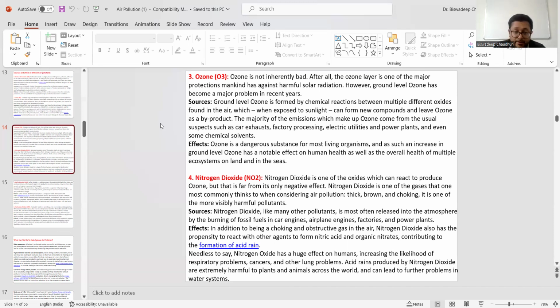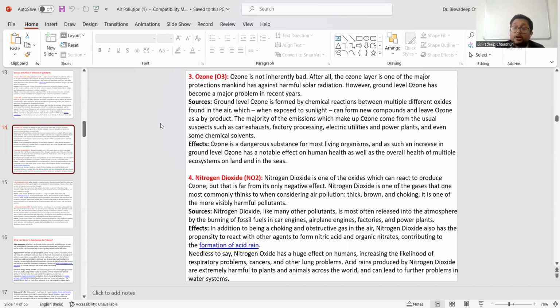In addition to being a choking and obstructive gas in the air, nitrogen dioxide also has the quality to react with other agents to form nitric acid and organic nitrates. Suppose water comes in contact with nitrogen dioxide, HNO3, nitric acid, can form, which is extremely dangerous and can destroy all the aquatic animals present there. It also reduces the pH of the water.